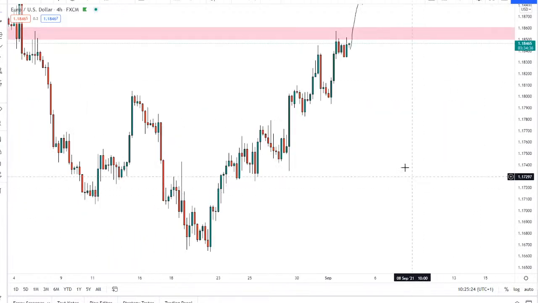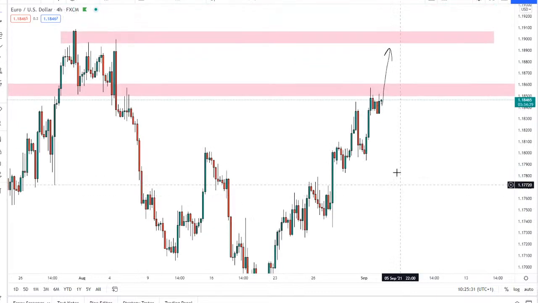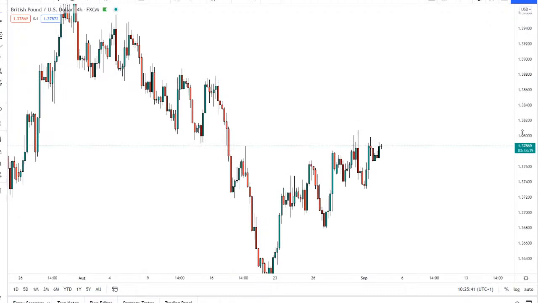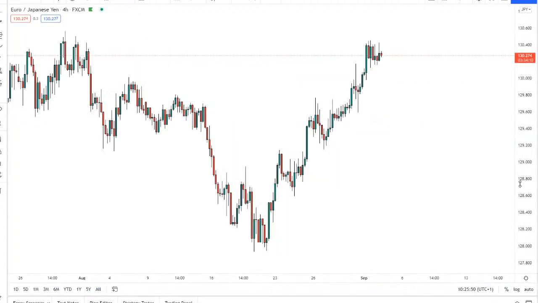Because that pair is looking quite bullish here, quite strong. Still in that uptrend, coming into a very nice level of resistance. See if we can get a nice reaction off that. I know a lot of people are looking at the Pound USD as well. Pound JPY, like I said, looking good there. Euro JPY still very bullish with this pair.